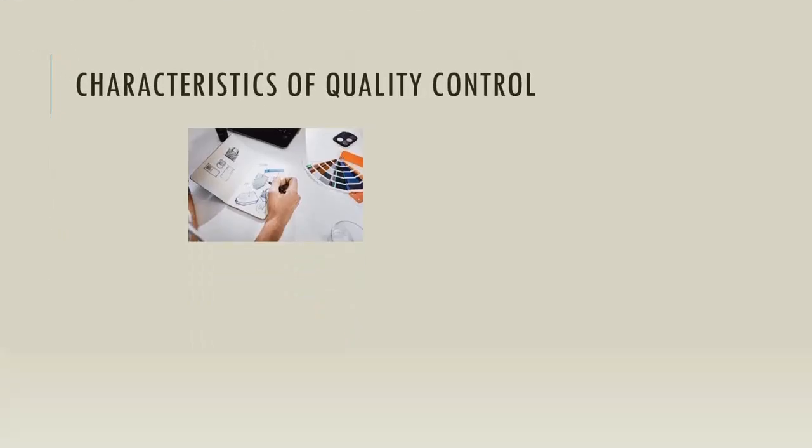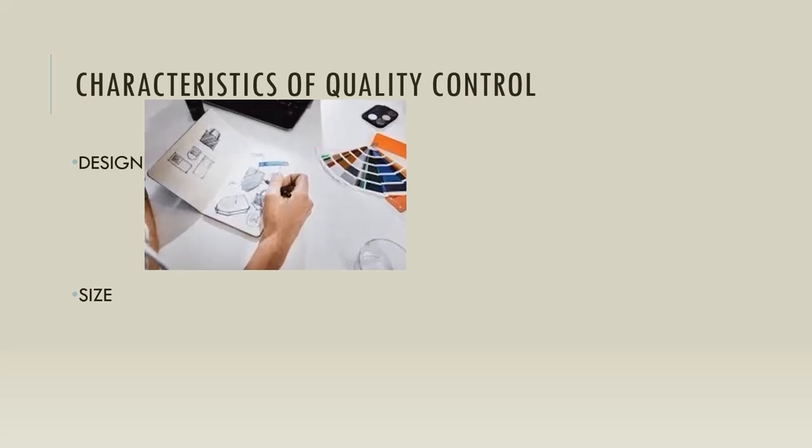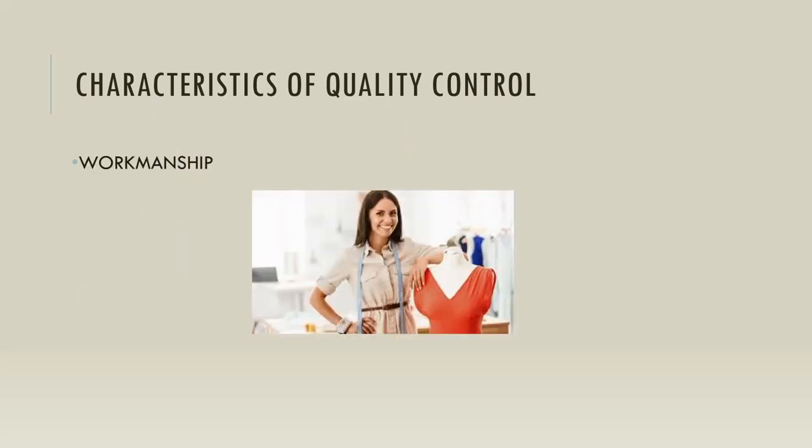Let us see, students, what are the characteristics of quality control when you are talking about quality control in a factory. So we talk about the design of a product. So quality control talks about design. Quality control also talks about the size of the garment in the apparel industry. Workmanship is nothing but how you are producing the garment, what are the stitches, how the stitching is there, how the fit properties are there in the garment. All these things.